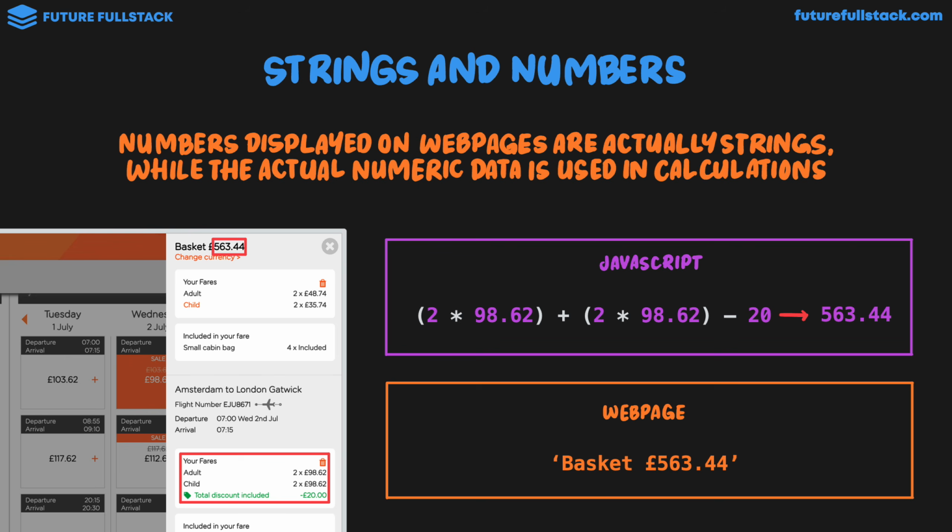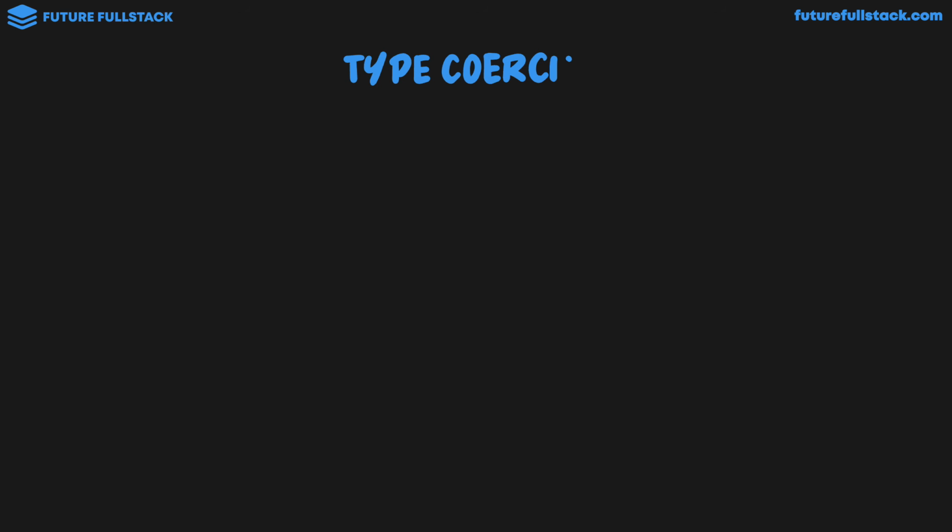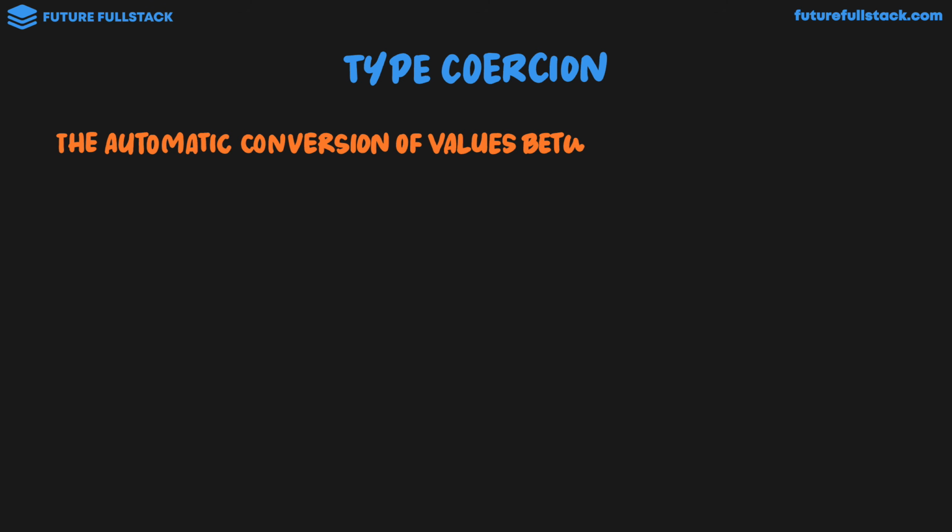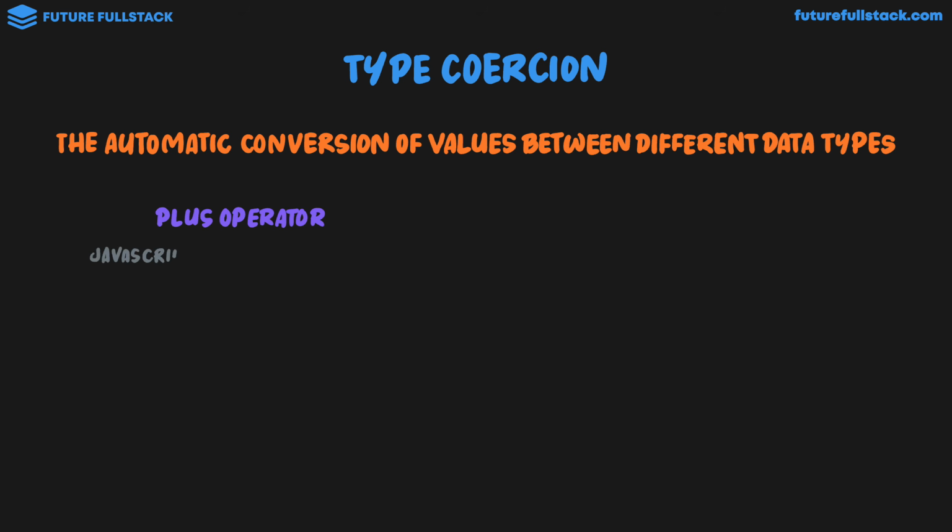So this brings us to the next important concept of type coercion. Type coercion is the automatic conversion of values between different data types. Now this conversion happens when we're using different operators. So let's first have a look at using different data types with the plus operator. JavaScript favors concatenation when one value is a string and the plus operator is used.